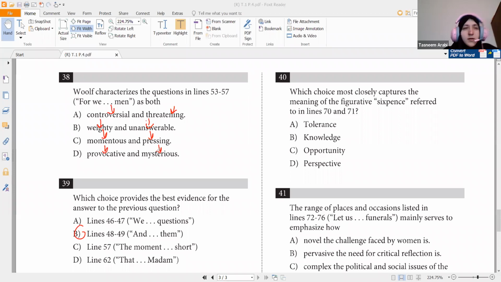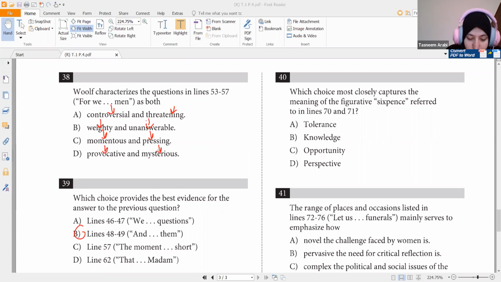But can I ask a question first? Yep. Why didn't we say that it's in line 57? Because he's saying that the moment is short. That means we have no time. Perfect. Exactly. What does that line say? Can you tell me? Just a second. 57. Okay, I found it, yeah.